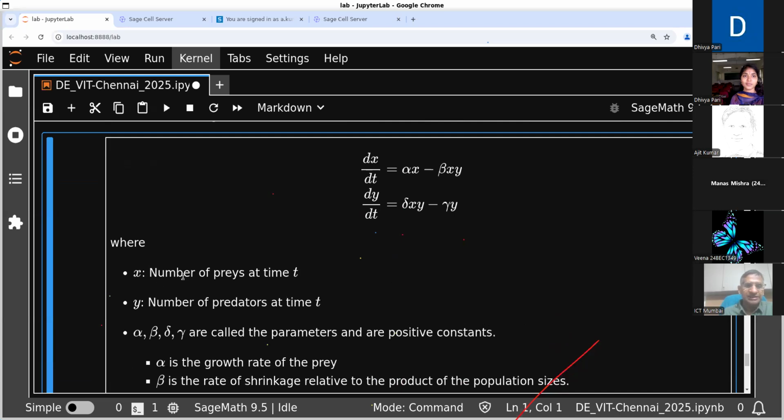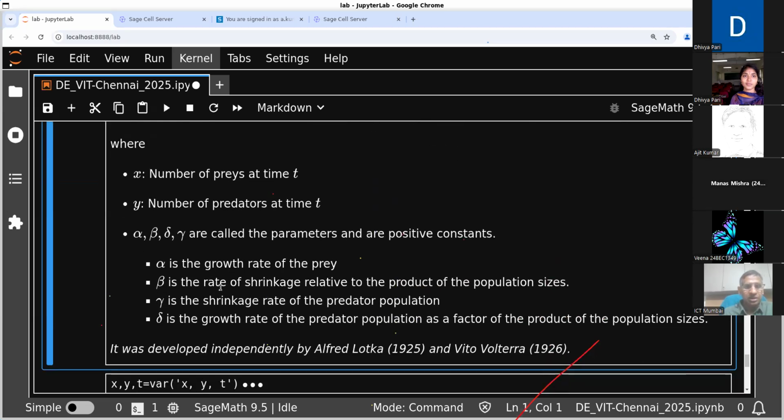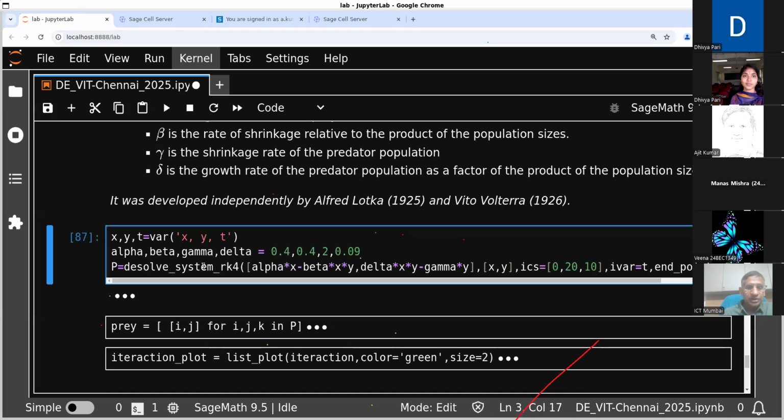So here, what is x? x is the number of prey at time t. y is the number of predators at time t, and alpha, beta, gamma, delta are parameters. Alpha is called the growth rate of prey. Beta is the rate of shrinking of one with respect to the other. Gamma is the shrinking rate of the predator population, and delta is the growth rate of predator. Okay, so you can solve this again using DE solve, the RK4 method.